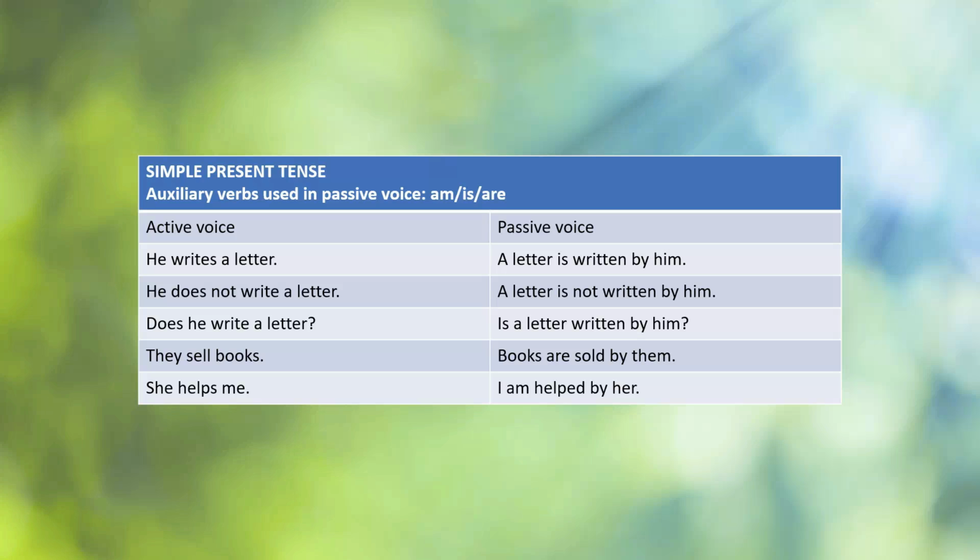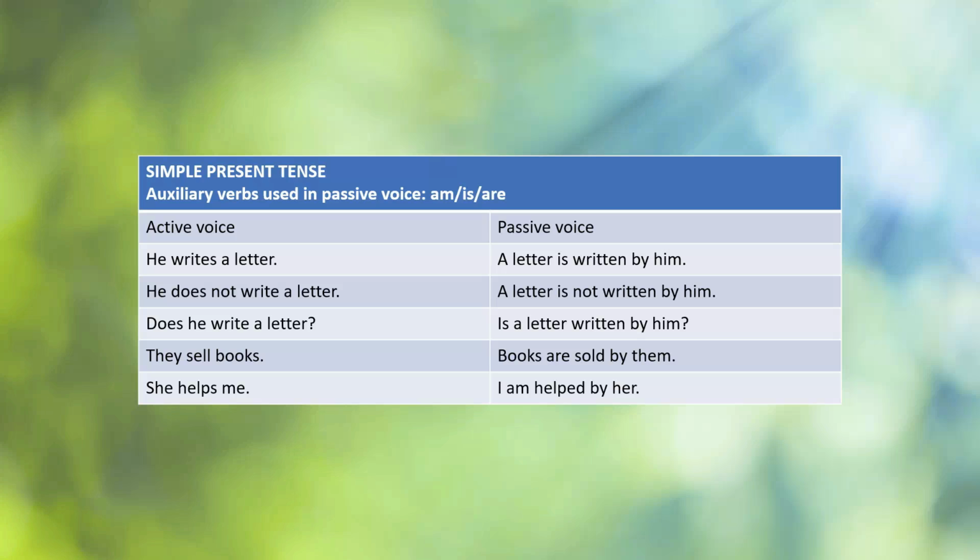And in all tenses, one thing is common: we will use V3, meaning the past participle of a verb, in any sentence of any tense in passive voice. And by him; him is the object form of he. Second sentence, he does not write a letter. In passive voice: A letter is not written by him. Does he write a letter? In passive voice: Is a letter written by him?